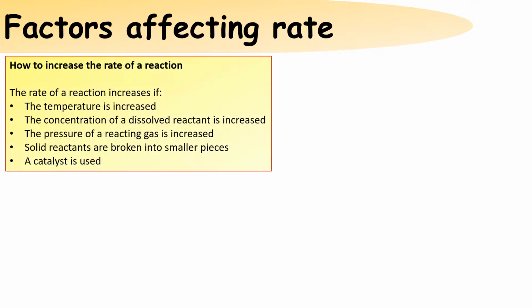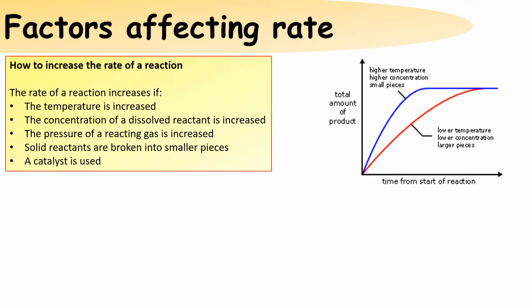The rate of reaction can be increased by increasing the temperature, if the concentration of a dissolved reactant is increased, the pressure of a reacting gas is increased, solid reactants are broken up into small pieces, or if a catalyst is used. The graph shows how the rate of reaction is faster if the line is steeper.